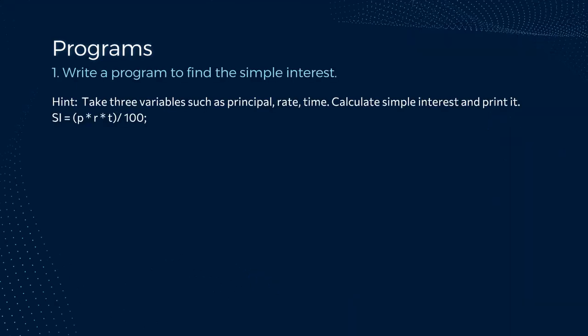This is the first program: write a program to find the simple interest. I have also kept a hint here on what we need to do. Take three variables such as principal, rate and time, and calculate the simple interest. The formula is SI is equal to P into R into T divided by 100. So this is the simple interest.